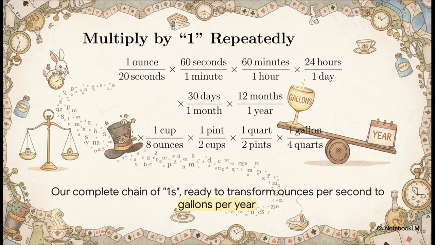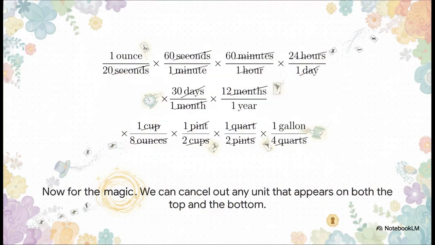I know, it looks super intimidating, but just look closely for a second. All we really have here is our starting rate on the far left, and then just a long string of those disguised ones we talked about. Each fraction is just a tool we've picked out to get us one step closer to our goal, gallons per year.